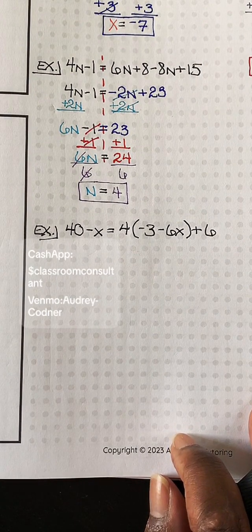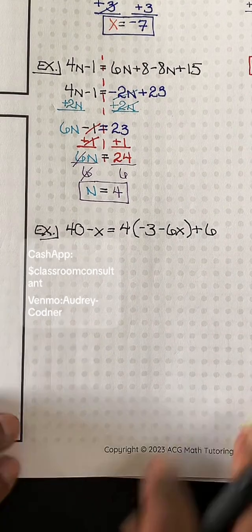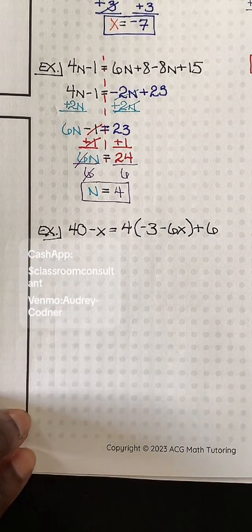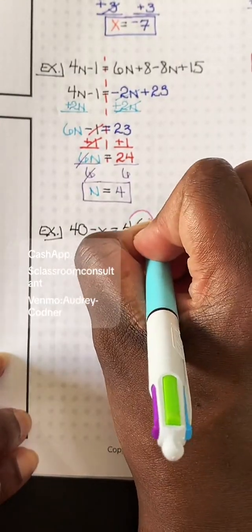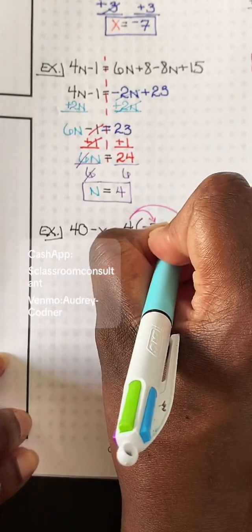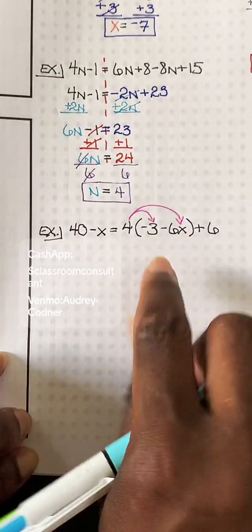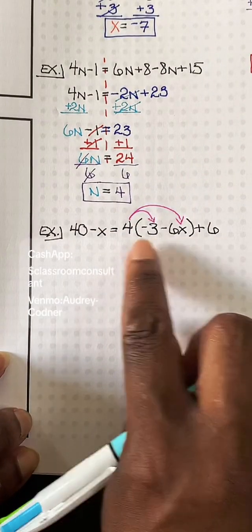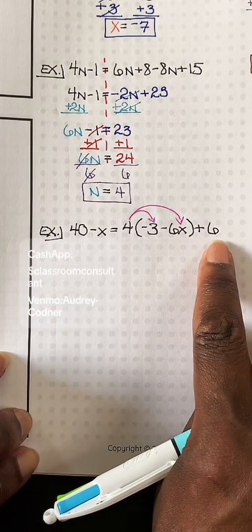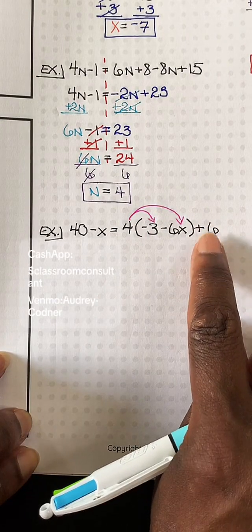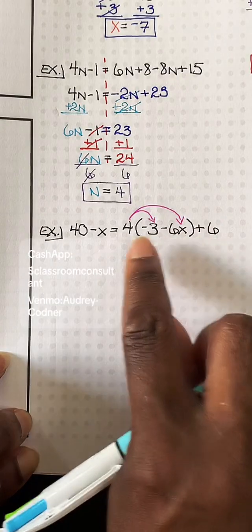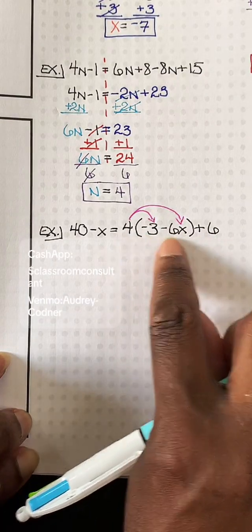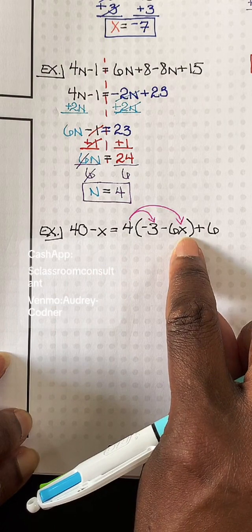Okay, so Caden's saying the first thing we should do is distribute the 4. All right, well, let's make it happen. So if we distribute, we gotta distribute to everything inside of the parenthesis. Do not distribute the 4 to the 6. A lot of my students are starting to do that, and I don't know where that came from. You always distribute what's inside the said parenthesis.